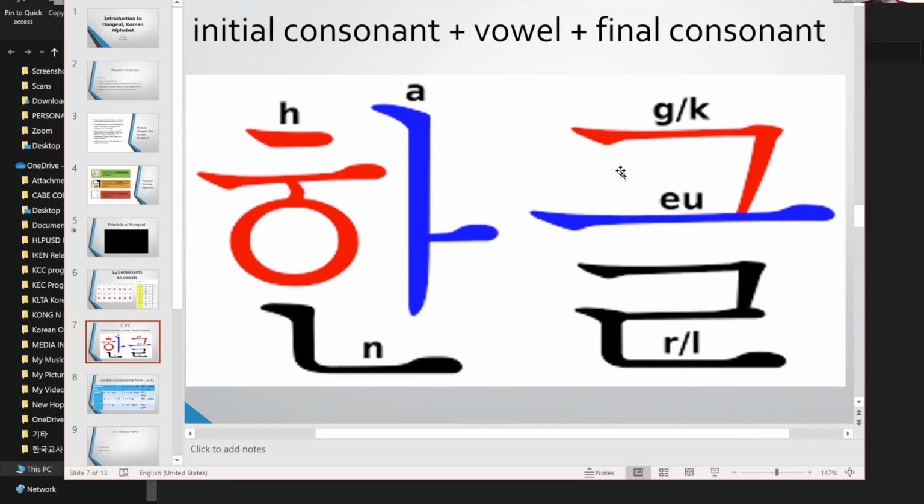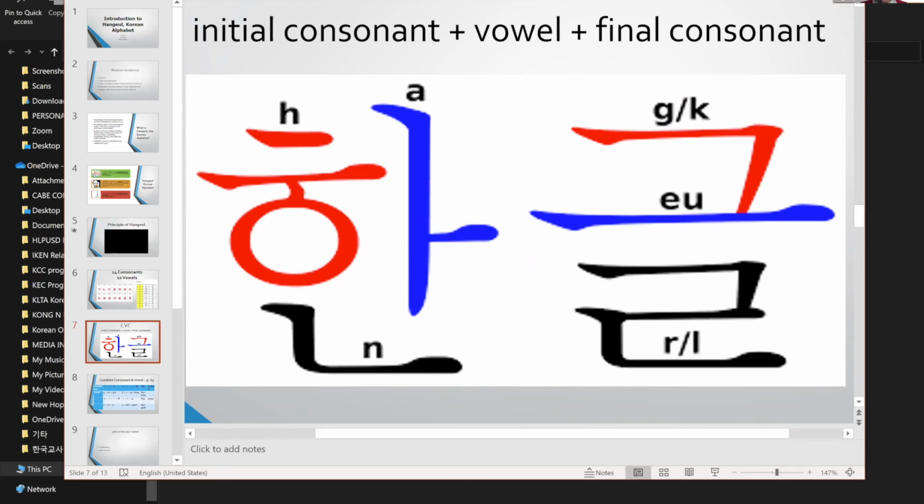And next word, g, and this u is ground. U is ground, so bottom of the consonant, g, bottom of the consonant. And then final consonant, l. Rieul is at the bottom of the vowel. So C, V, C, bottom. And here C, V, C.